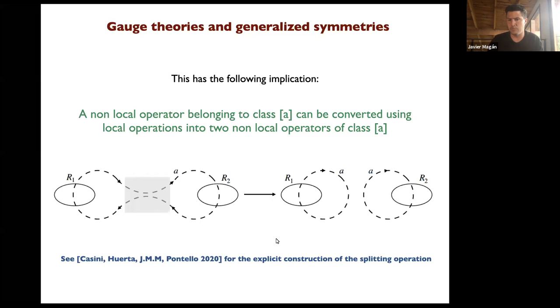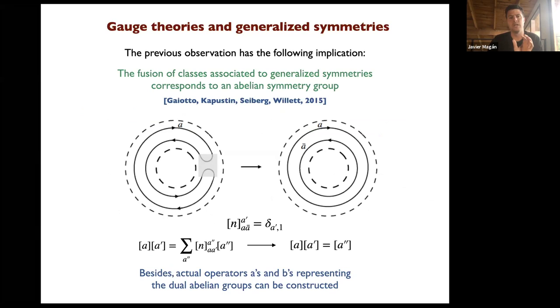So this maybe abstract implication has a more concrete result that was proven first in the article of 2015 by different means, and it says that the fusion of classes associated to generalized symmetries corresponds to an abelian symmetry group. So the point is that the origin of the abelianity in our approach is very different, and in particular it does not require going to the Euclidean formulation, and the reason is basically as follows.